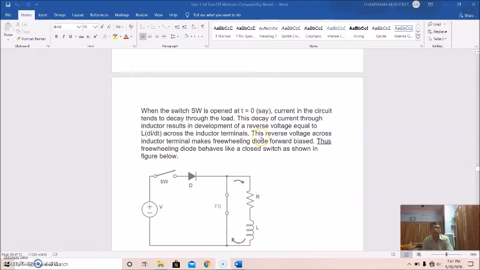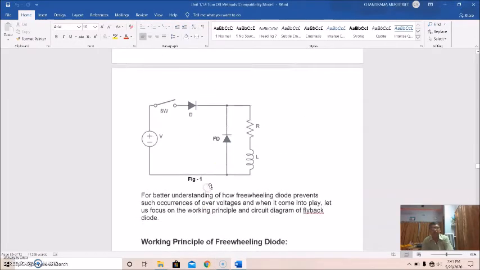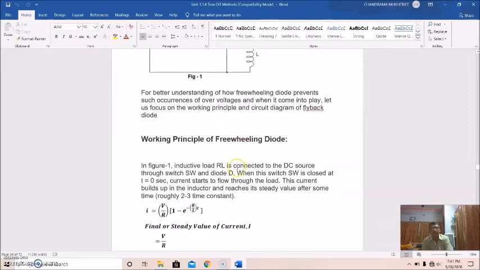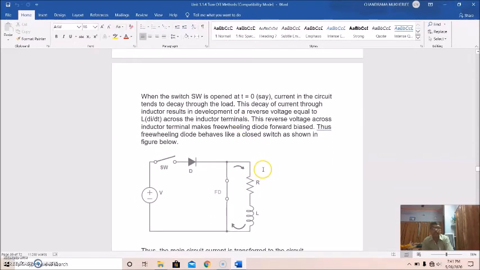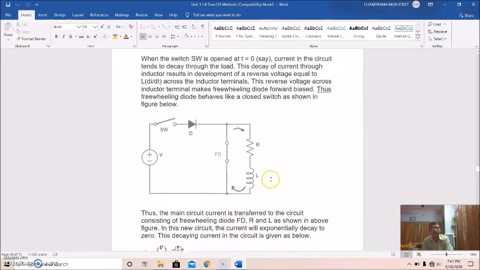When the switch is opened at t equal to 0, the current in the circuit tends to decay through the load. This decay of current through the inductor results in the development of a reverse voltage equal to L di/dt across the inductor terminals. This reverse voltage across the inductor terminals makes the freewheeling diode forward biased, as shown here. As a result, the freewheeling diode behaves like a closed switch.